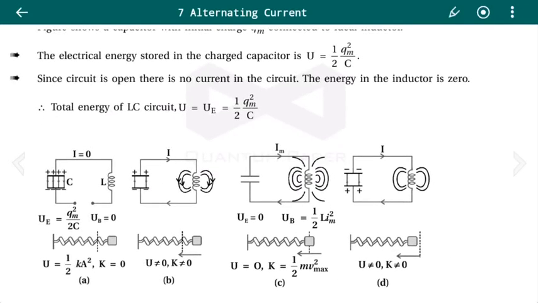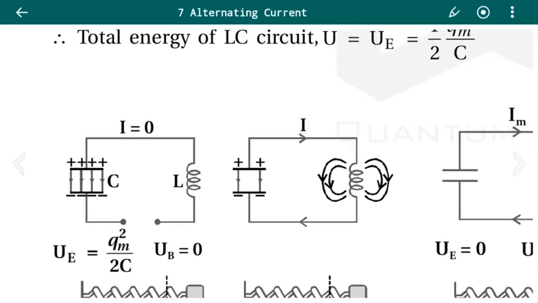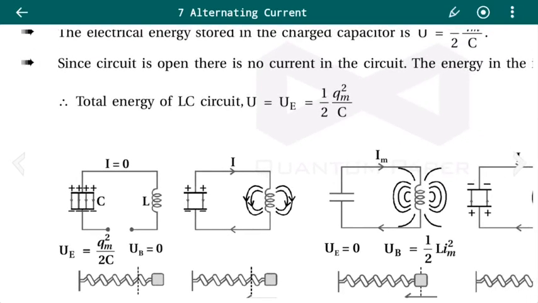Since the circuit is open, there is no current in the circuit. The energy in the inductor is 0. As you can see here, the current is 0. The circuit is open, so no current is flowing through the inductor. Thus, no flux is generated, and the magnetic energy in the inductor is 0. Thus, the total energy of this LC circuit, which is the electrical energy plus the magnetic energy, equals the electric energy, half Qm square by C.